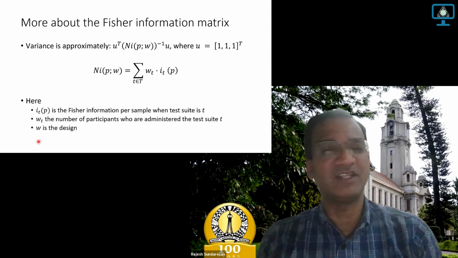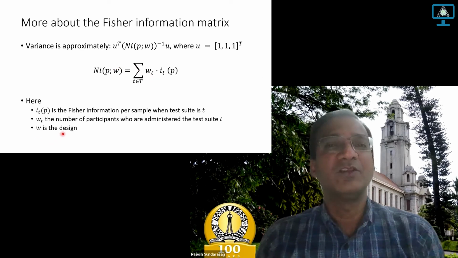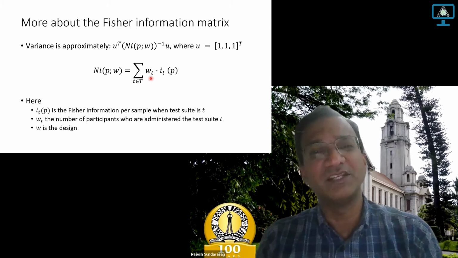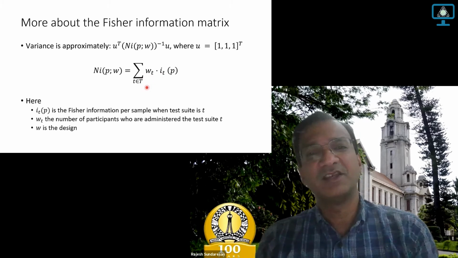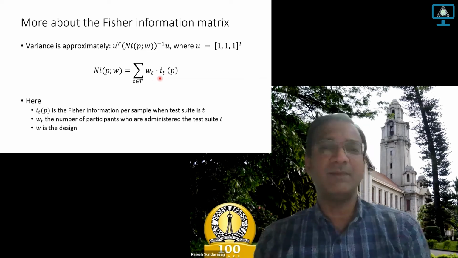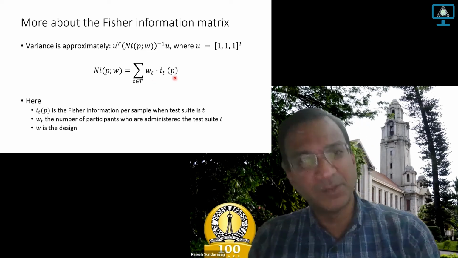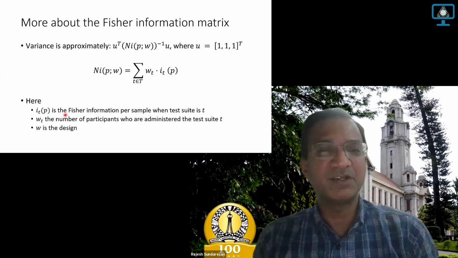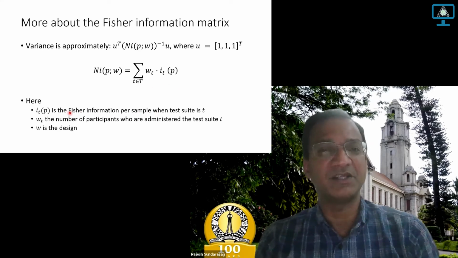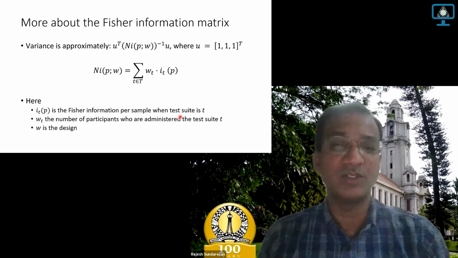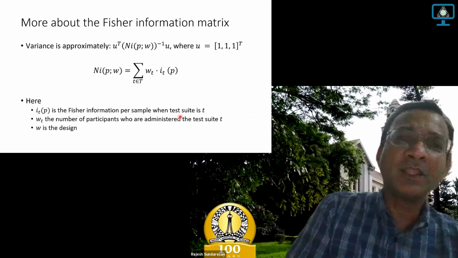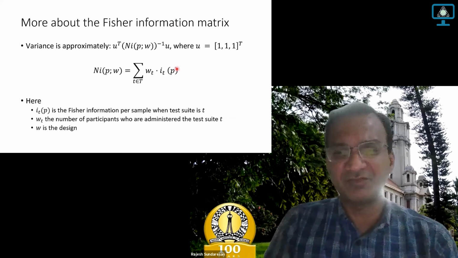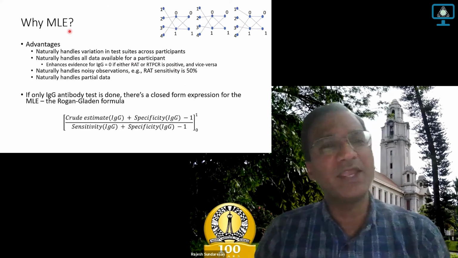The w_T itself comes from the design. So the variance depends on the design in this particular way. There is a linear dependence on the w_T, and of course, a dependence on p as well, and that comes through the per sample Fisher information matrix for when the test suite T is used. So why MLE? Before I expand on this Fisher information matrix a little bit more, why MLE?